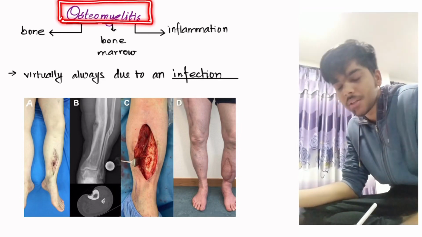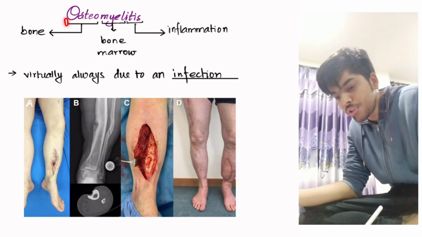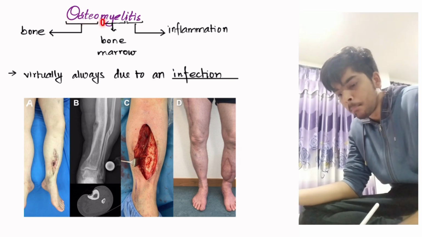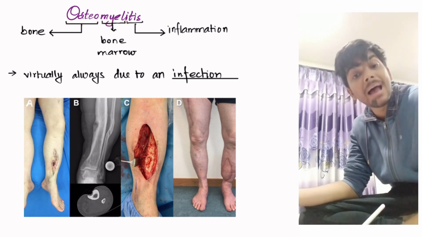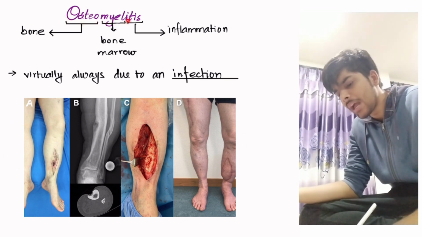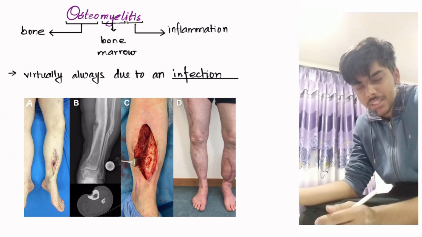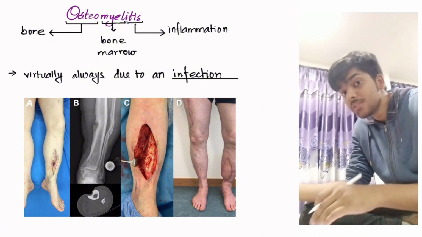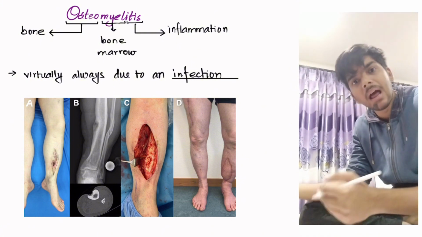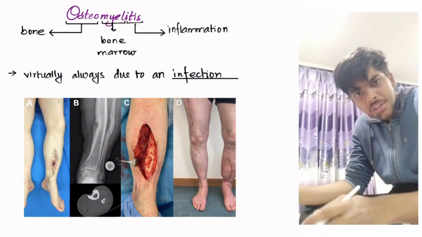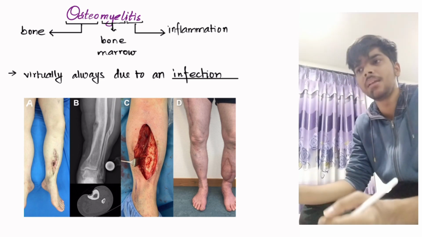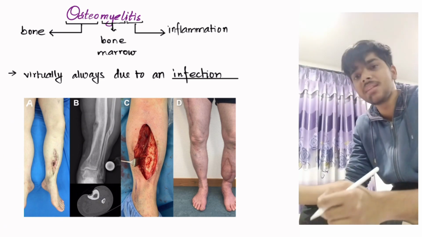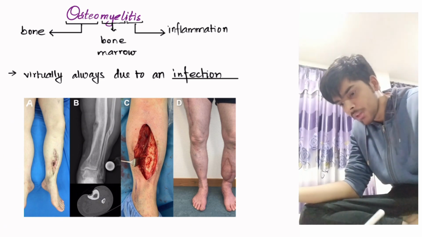Osteomyelitis is the condition of the bone. Osteo means bone. Myel comes from the word myelos, meaning bone marrow, and itis means inflammation. So the inflammation of bone and bone marrow is what we call osteomyelitis. The question is, what's the reason behind osteomyelitis?